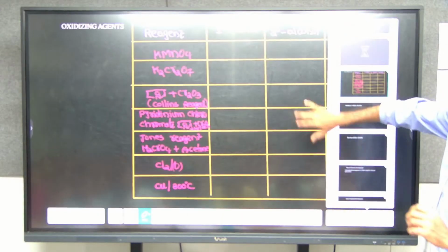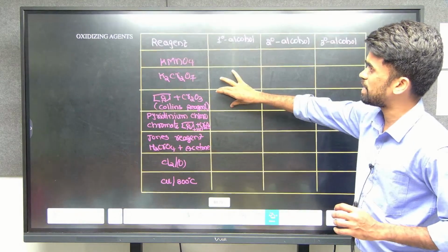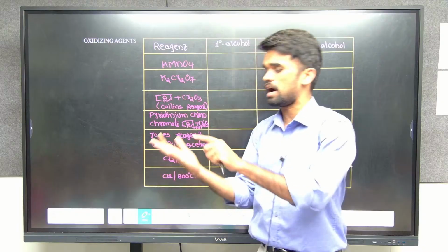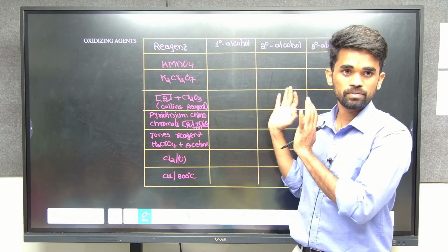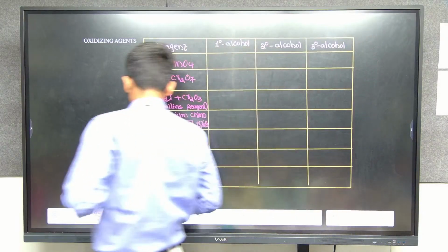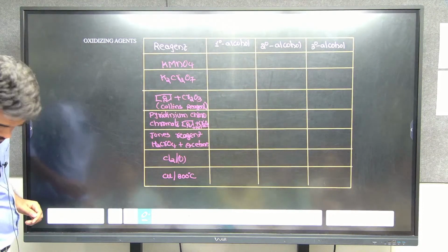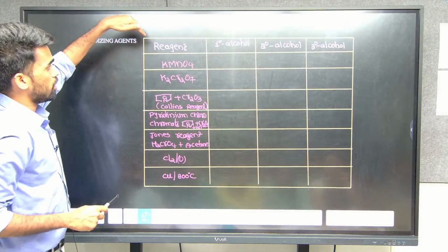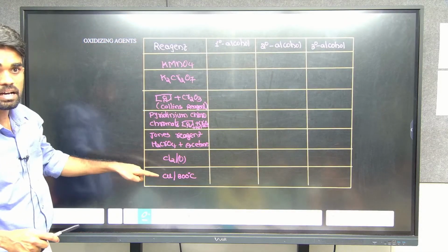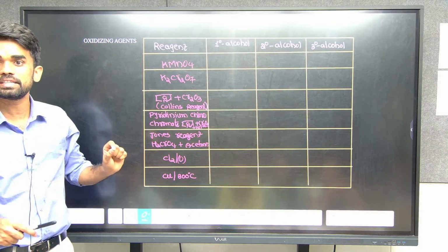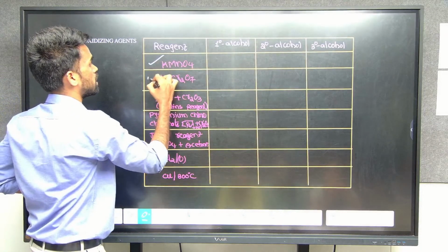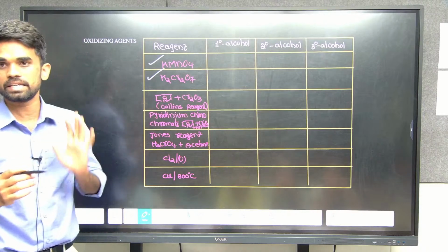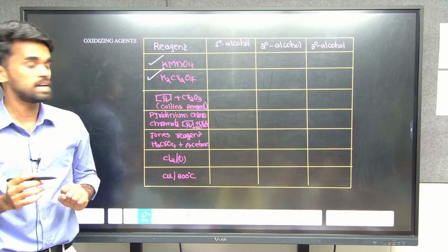Now chemical properties. This is a very important table. Most of your alcohol chapter and aldehyde chapter is completely done here itself. Just listen here. All these reagents that you are seeing here are called oxidizing agents. KMnO4 and K2Cr2O7 are strong oxidizing agents.